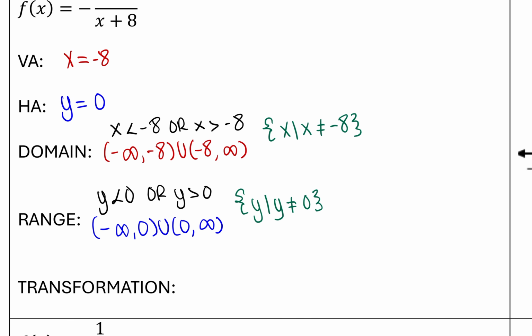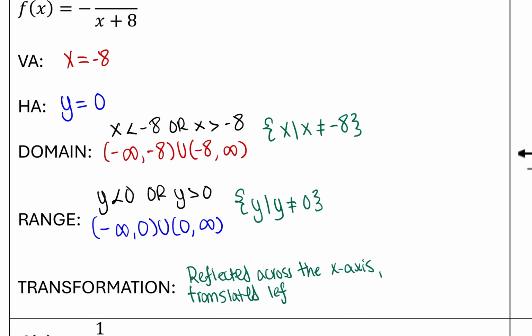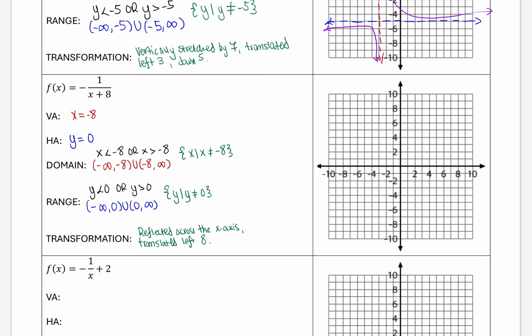For the transformation, we're going to indicate that it's reflected across the x-axis, and we're going to say that it's translated left 8 units.